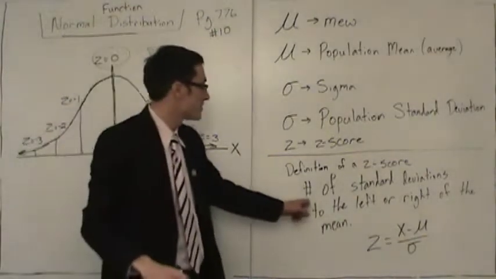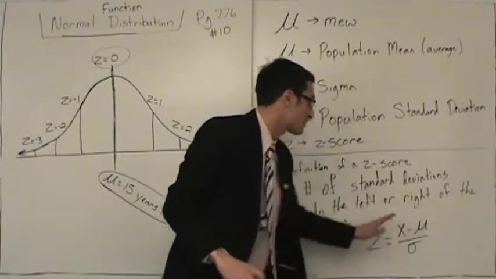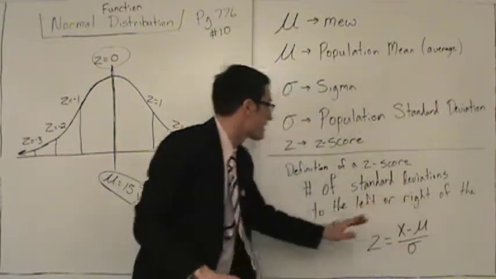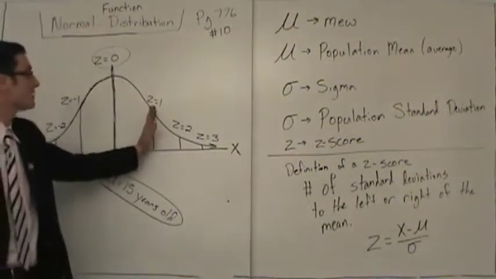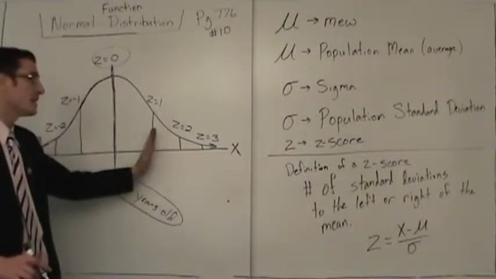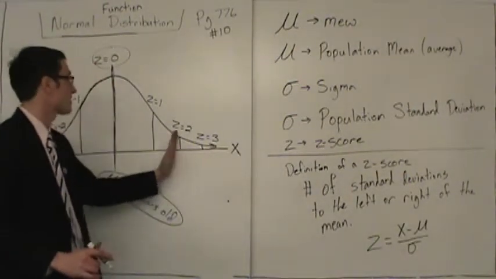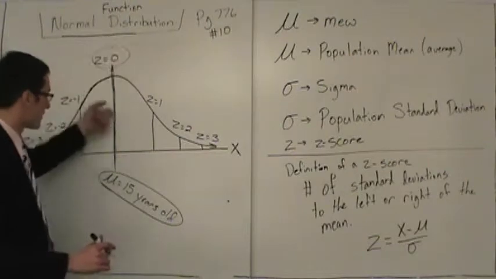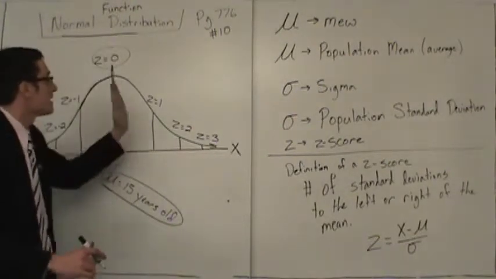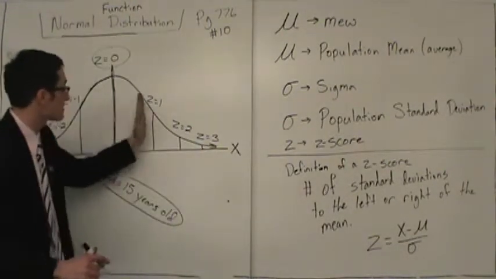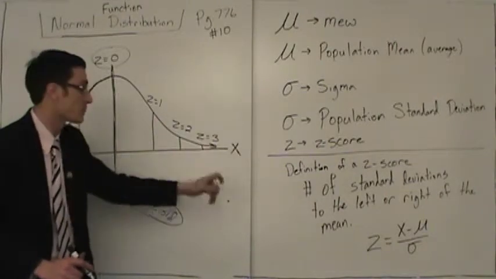Now, let's talk about Z-score for a minute. Again, reading from the definition, Z-score is the number of standard deviations to the left or right of the mean. So a Z-score of 1 means 1 standard deviation to the right of the mean. If Z equals 2, that is 2 standard deviations to the right of the mean, or the center. A Z-score of 3 means 3 standard deviations to the right of the mean.